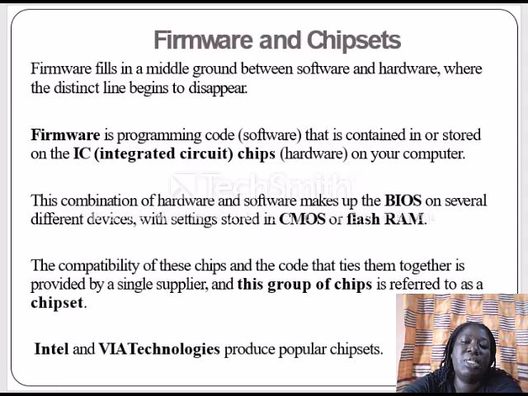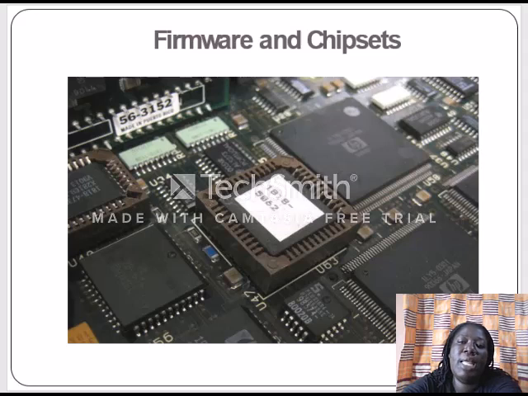The compatibility of these chips and the code that ties them together is provided by a single supplier, and this group of chips is referred to as the chipsets. So this is a picture of the firmware and the chipset, how it looks like. Everything we are doing, we talk about it and we give a visual representation of what we talk about, so that the lesson will not just be in an abstract form. So you have a view of how what we are talking about looks like.